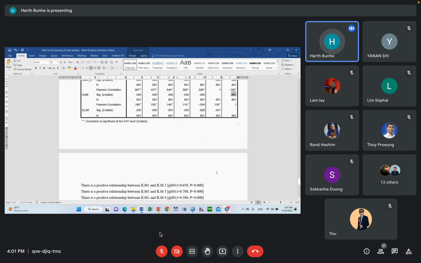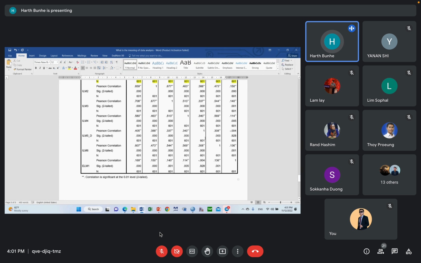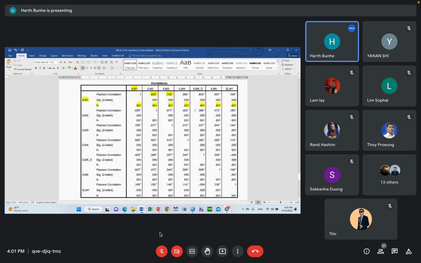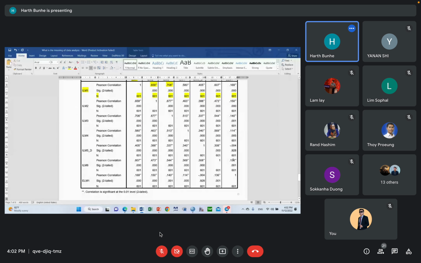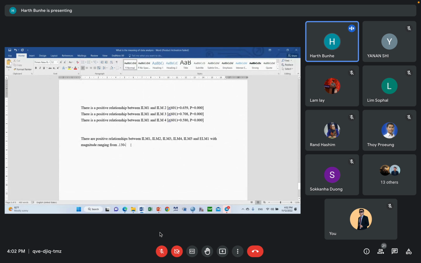Okay, I can say there's a relationship with the magnitude ranking from 0.01 to... is the biggest number here. $659. Ranking from 0.130 to 92, respectively.